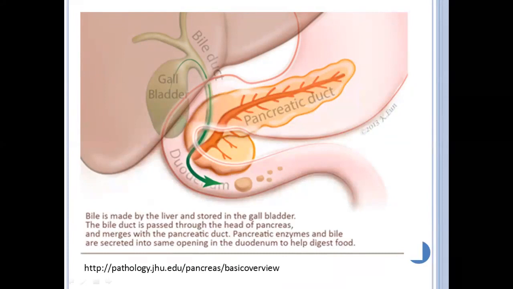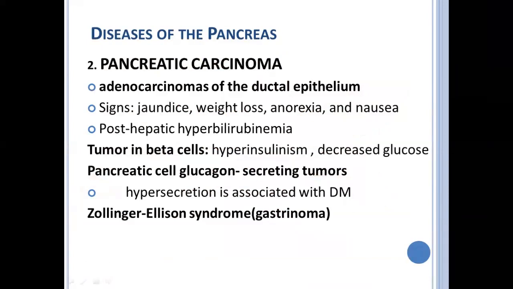So pag nabarahan yan, anong mangyayari? Hindi makadaan si bile. So that stays there and that goes into the blood, so the patient becomes yellowish. Tama, no? So aside from that, so signs, you have the jaundice, weight loss, kasi nga meron na siyang maldigestion, malabsorption, no, anorexia, na ayaw na kumain kasi masakit yung tiyan niya. So again, this can be associated with the post-hepatic or the obstructive hyperbilirubinemia.